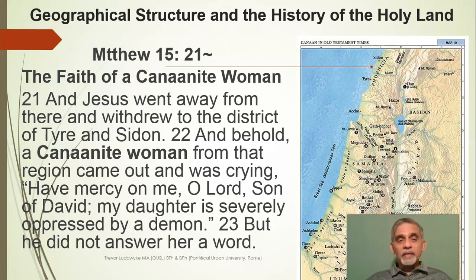And behold, a Canaanite woman from that region came out and was crying, "Have mercy on me, Lord, Son of David, my daughter is severely oppressed by a demon." But he did not answer her a word, we are told. But subsequently, because of her faith, the Canaanite woman kept arguing with the Lord, and the Lord healed the daughter anyway. The important thing to remember is that this woman was referred to as a Canaanite woman because this happened in the region of Tyre and Sidon, where Jesus was. So at that time, this area was called Canaan, and not the entire area.